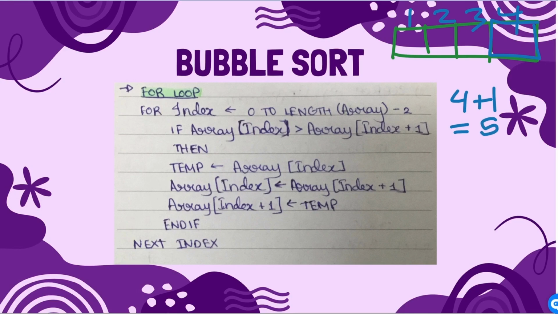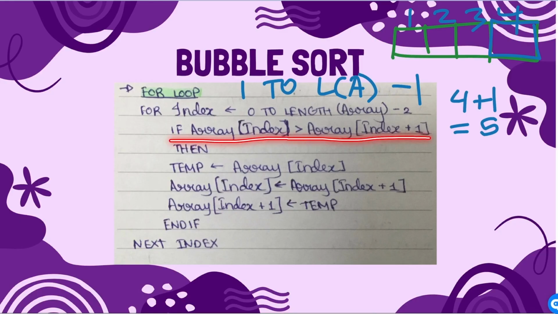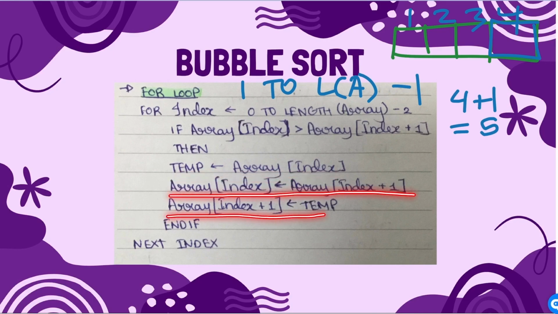That's why we always subtract 2. Or if you did start with 1 to length array, then you would need to put minus 1. So depending on what you start with, you need to subtract 1 or 2. And the rest is the same. If array index is more than array index plus 1, then temp stores array index, array index stores array index plus 1, and array index plus 1 stores temp. And then next index.